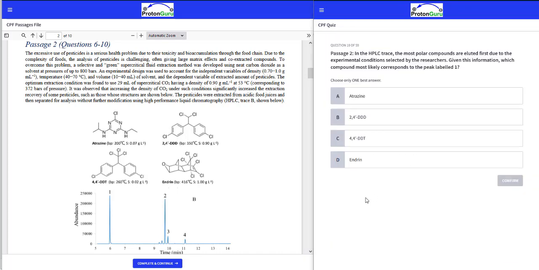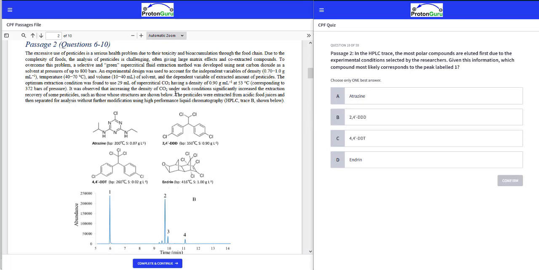So now we look at the HPLC trace. In the HPLC trace, the most polar compounds are eluted first due to the experimental conditions selected by the researchers. Given this information, which compound most likely corresponds to the peak labeled 1? So look over here. Here's compound 1. All right, compound 1 is what is eluted first. They say the one that elutes first is most polar.